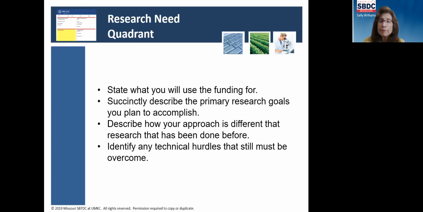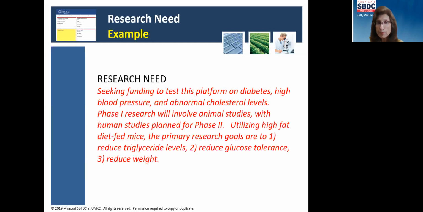And you want to identify any technical hurdles that still must be overcome. Again, all this very succinctly. You're going to have lots of deep chance to go into detail. Don't go down a technical rabbit hole, okay? Very, very top level. So here's an example.